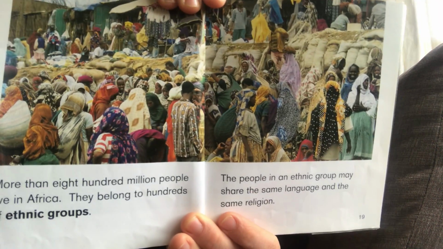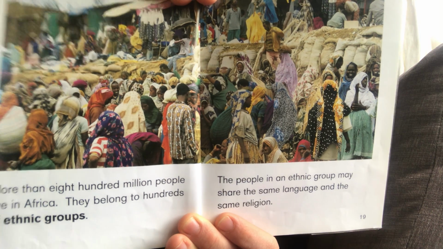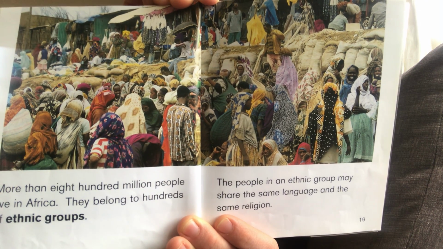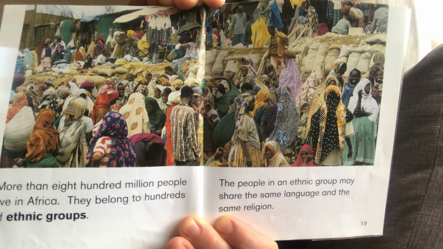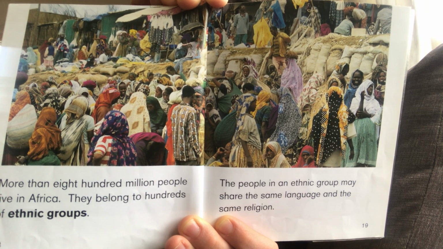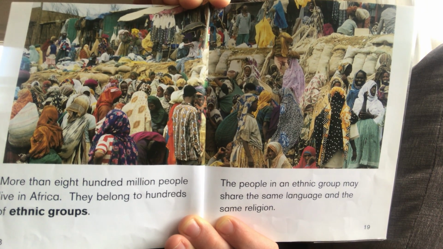More than 800 million people live in Africa. They belong to hundreds of ethnic groups. The people in an ethnic group may share the same language and the same religion. So Africa is a very diverse place, which means there's many people who belong to different small groups of people who speak different languages and have different religions.